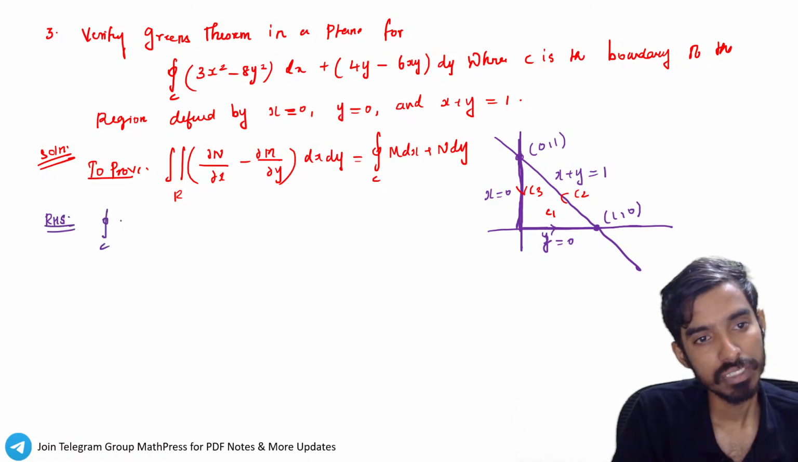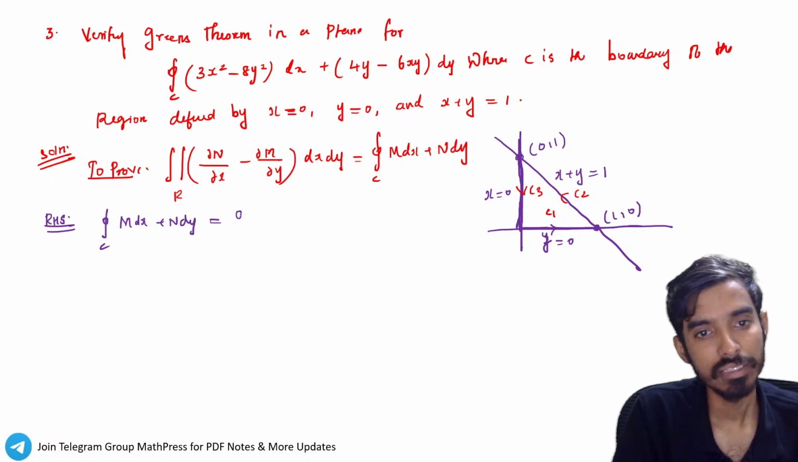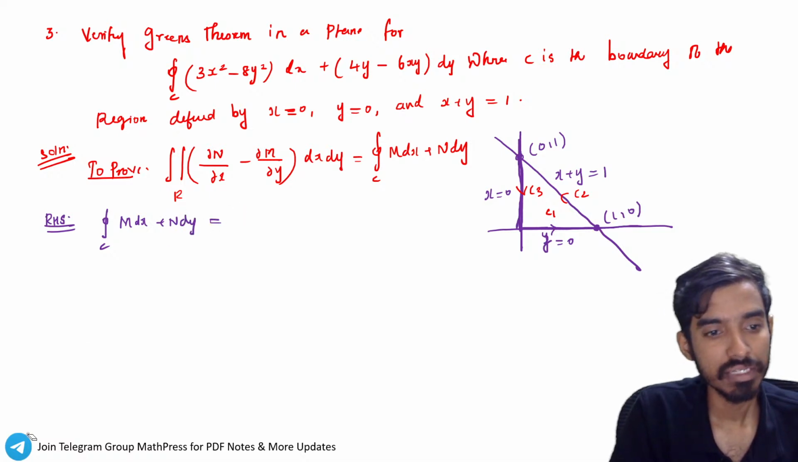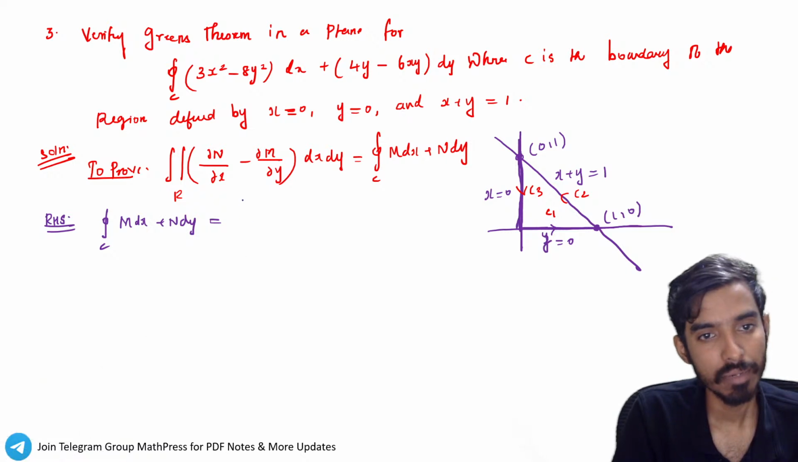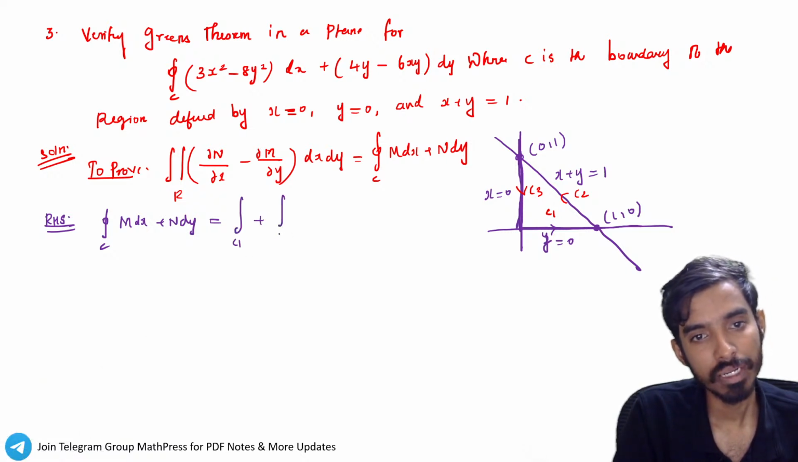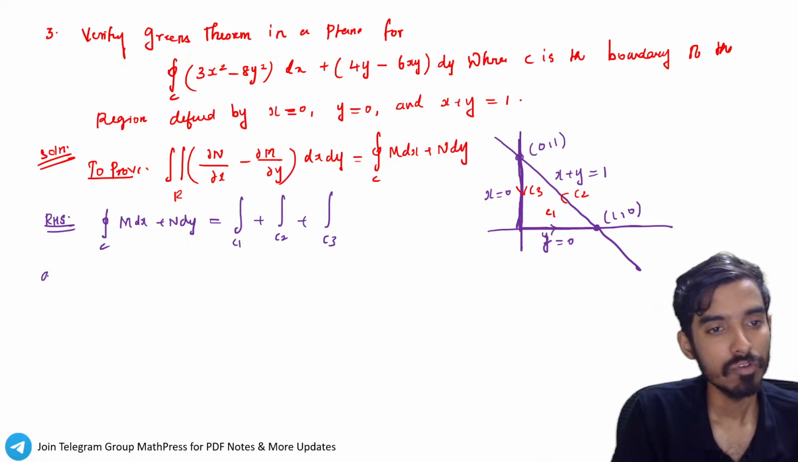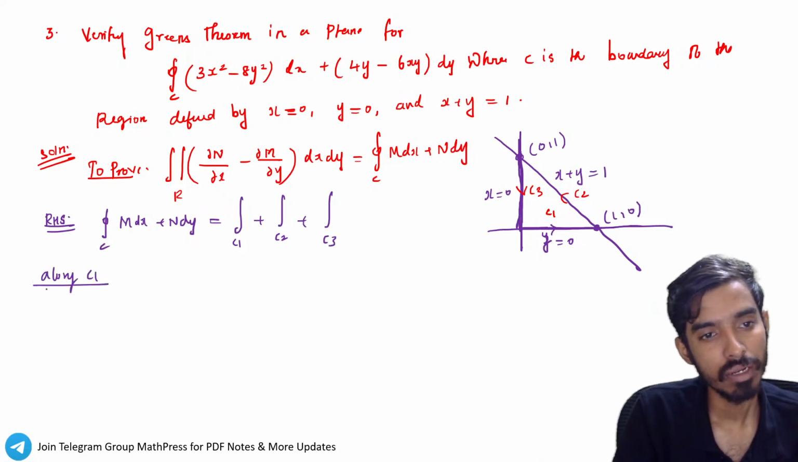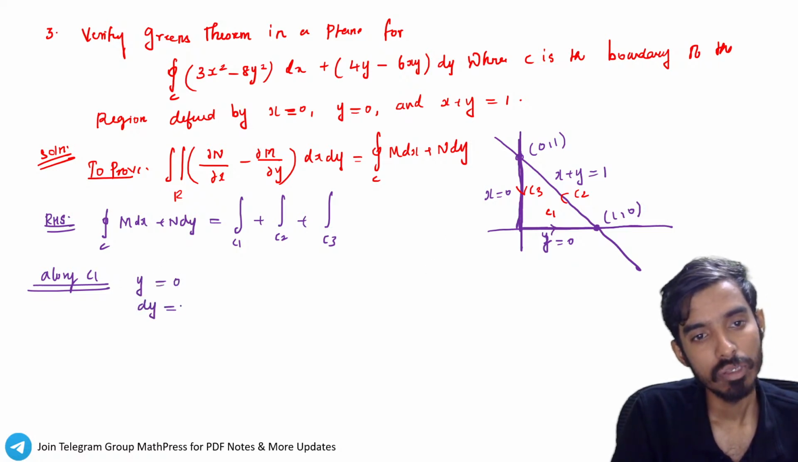So the integral over C of m dx plus n dy is equal to the integral over C1 plus C2 plus C3, right? Integral over C1, integral over C2, integral over C3. Now first we will do along C1. Along C1, y is 0, so dy is 0. Everything in terms of x.